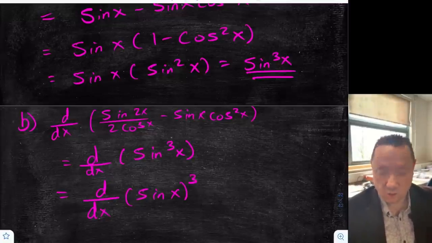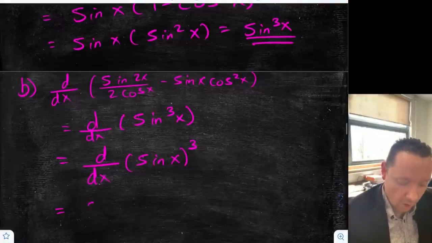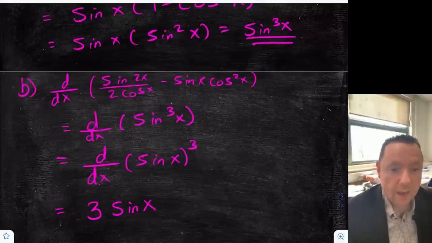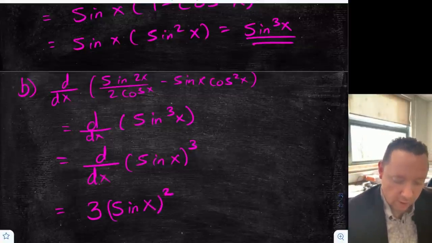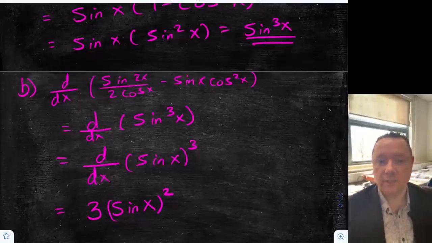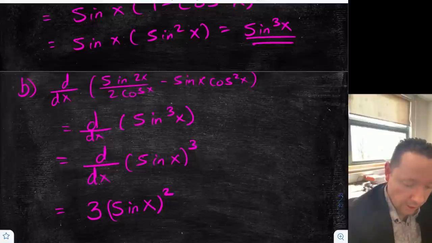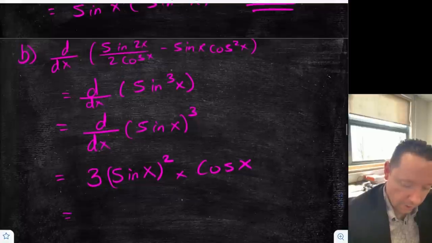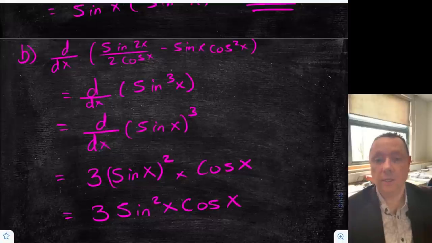So that's the chain rule. The chain rule says I take the power down to the front, I leave the function alone, so it's sine x, and then I take 1 away from the power, so that's squared. But then I need to differentiate the inner function, which is sine x. Check with the start of the exam paper, sine x goes to cos x, so times by cos x. Tidying that up, that's 3 sine squared x cos x, and we're done there.